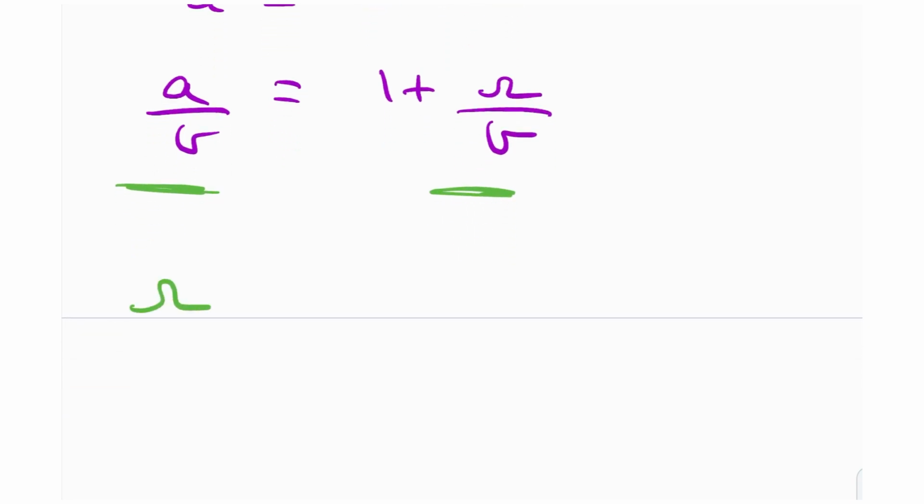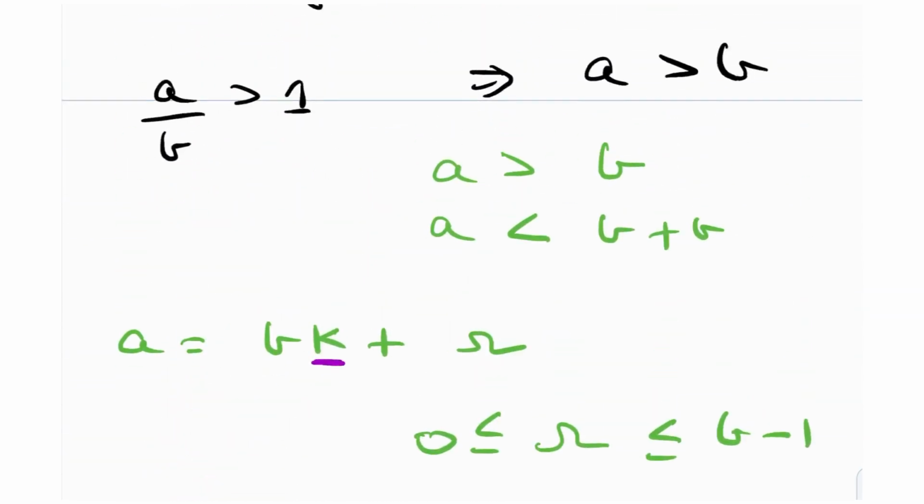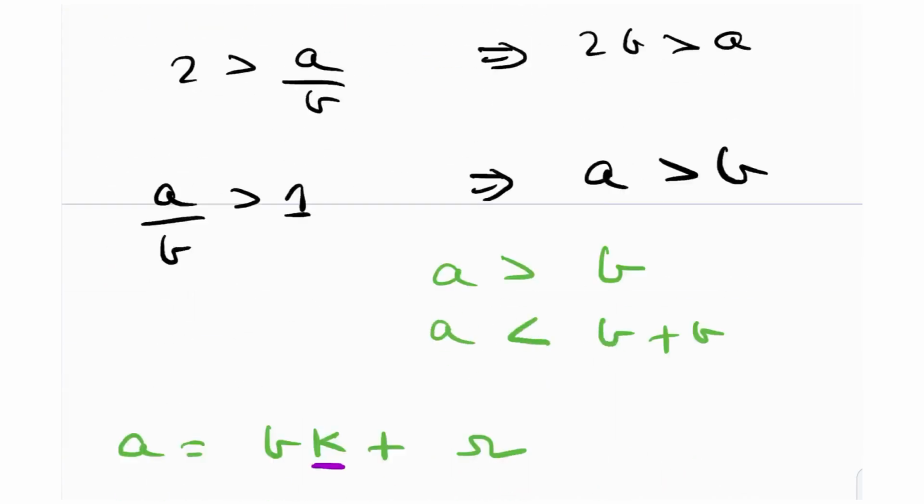And what is this r over b? It's nothing but a over b minus 1, just by subtracting 1 from both sides. Now, r over b will then be greater than 31 by 17 minus 1, because a by b is greater than 31 over 17, right? That's the condition given to us. a by b is greater than 31 over 17 and b is less than 17, and we need to find the minimum value of a by b.